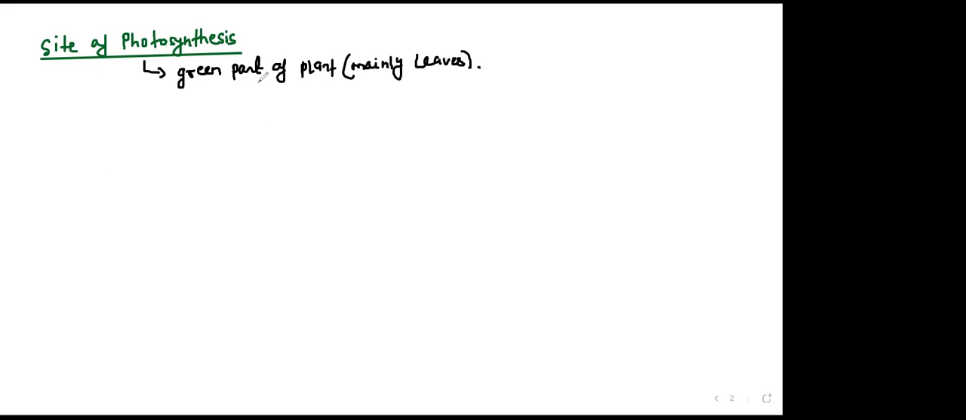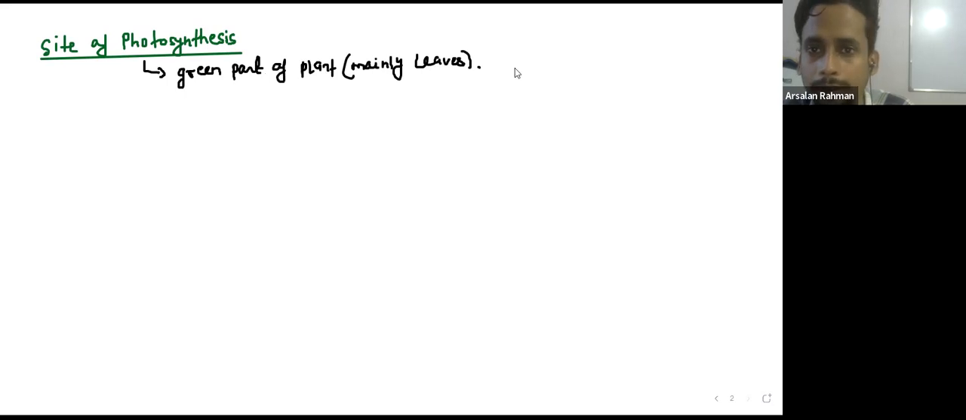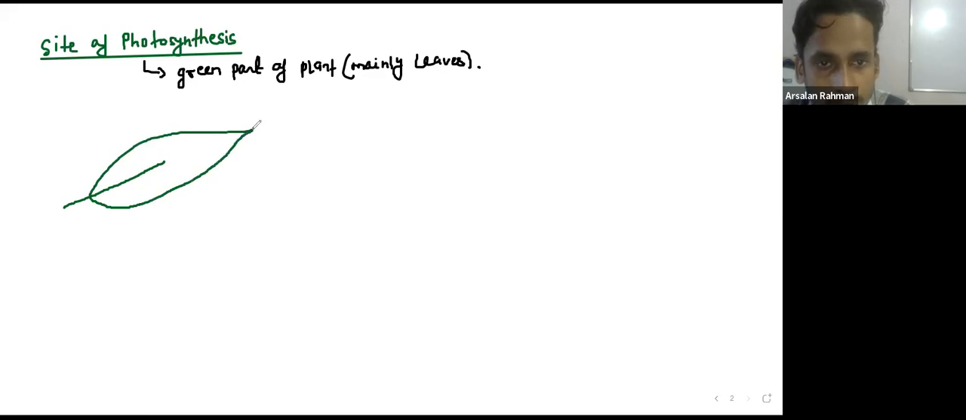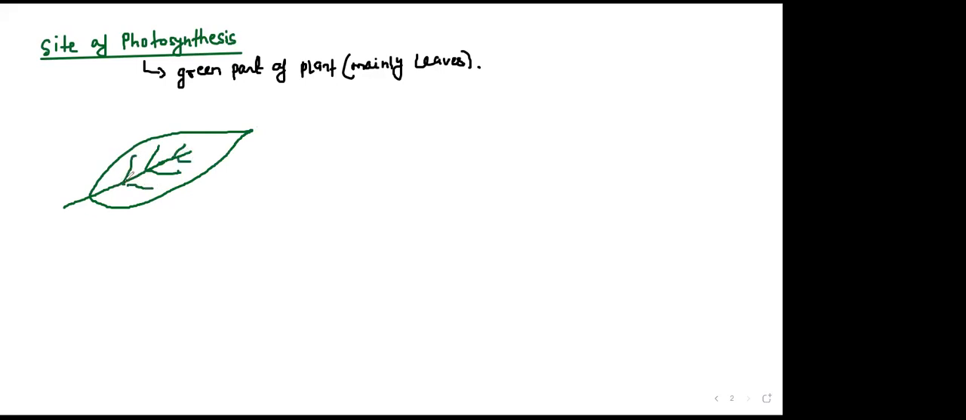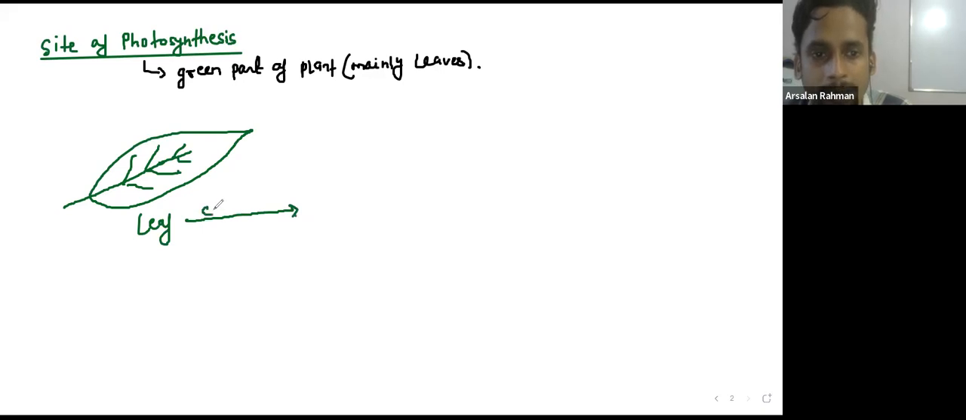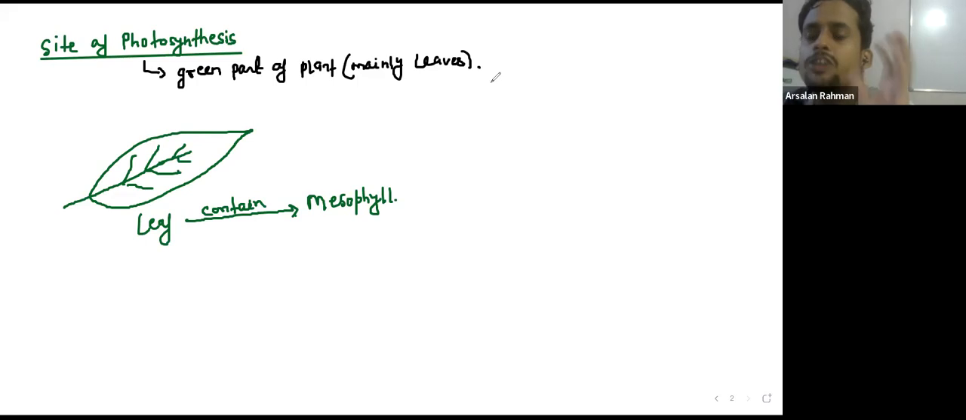Suppose let me draw you a leaf. I will try to make it beautiful, but let's see. Suppose this is a leaf. The leaf will perform what? Photosynthesis. Yes or no? So this is a leaf. A leaf contains a special type of cell called mesophyll. Have you heard about this term? Yes. So what is mesophyll? What is a leaf according to you? Is it a cell, a tissue, an organ or an organ system?